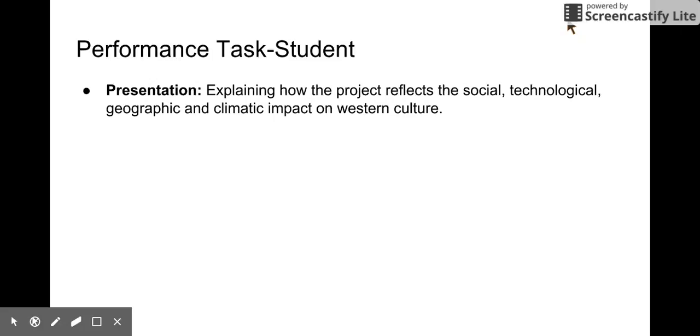Each child was expected to present their project, whether it was the book or the game board. In that presentation piece, we had finite detail as to what we were expecting them to show us.